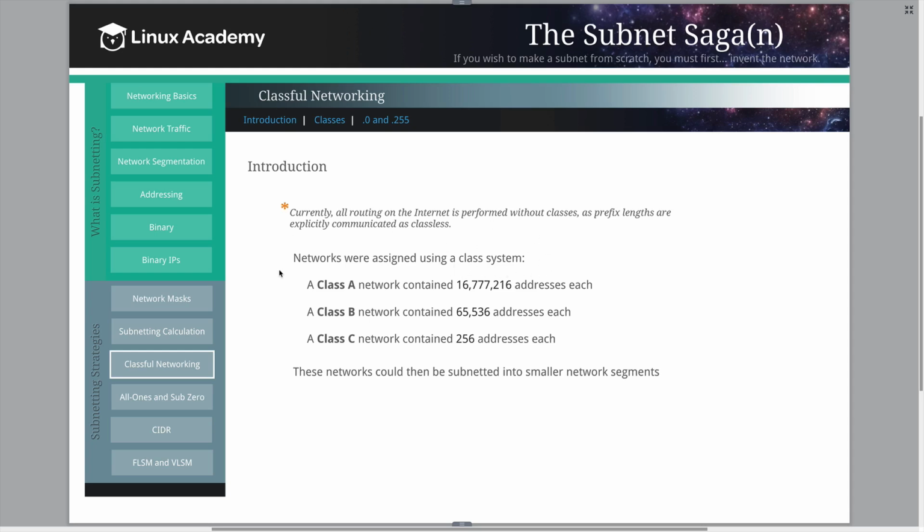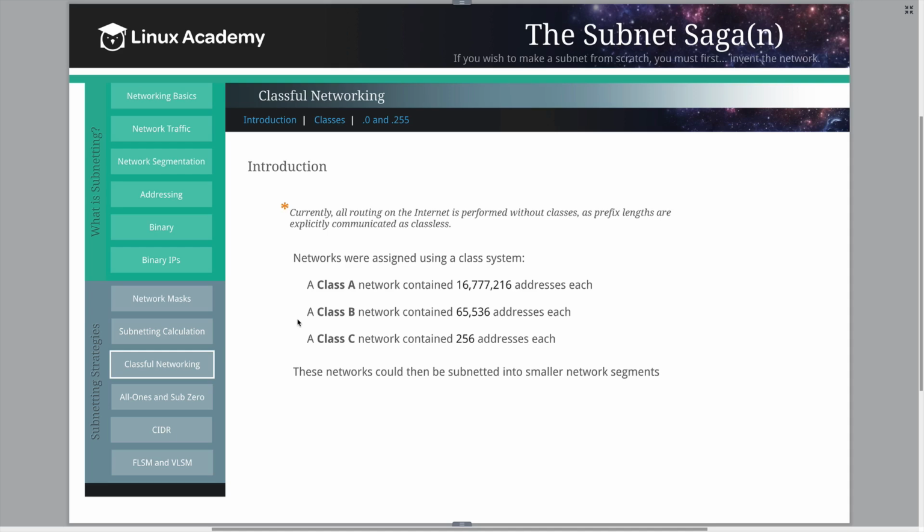A Class A network contained over 16 million addresses. A Class B network contained over 65,000. And a Class C network contained 256 addresses. These networks could then be subnetted into smaller network segments.